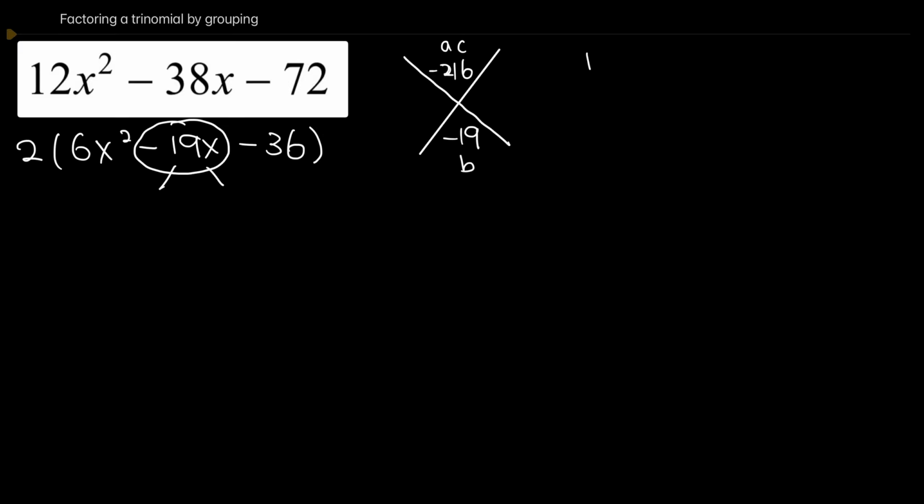to 216. 1 and 216. The difference between those 2 isn't going to give me 19. I'm saying difference because one has to be positive and one has to be negative. 2 and 108. The difference here should be 106, which is far from 19. 3 and 72, still far away. Does 4 go in there? Yes, it does. 4 goes in there 54 times. Obviously doesn't work. 5 doesn't go in there. 6 should go in there.